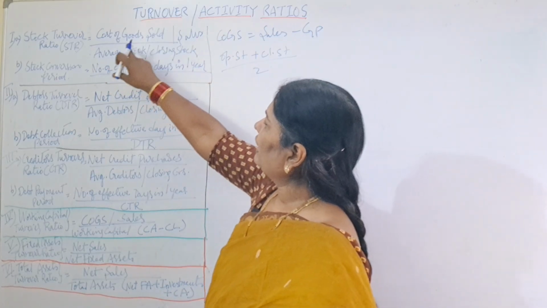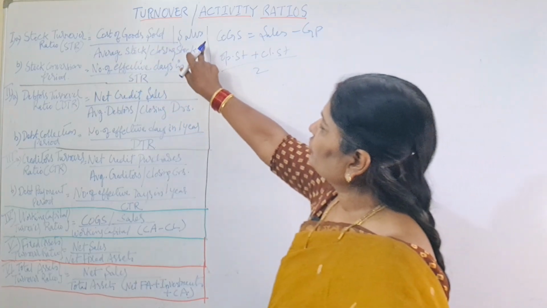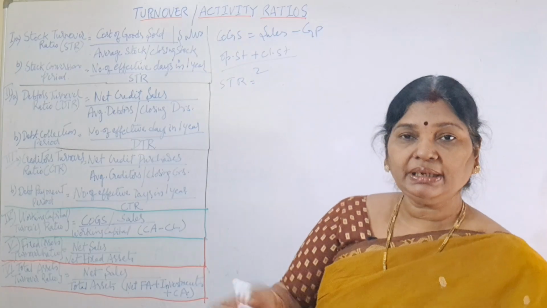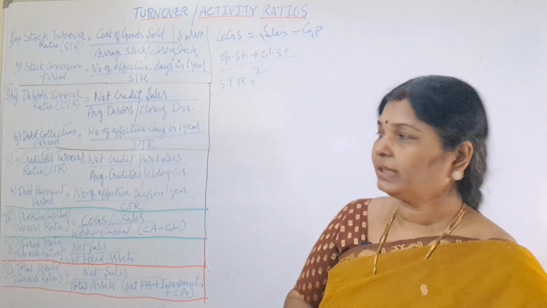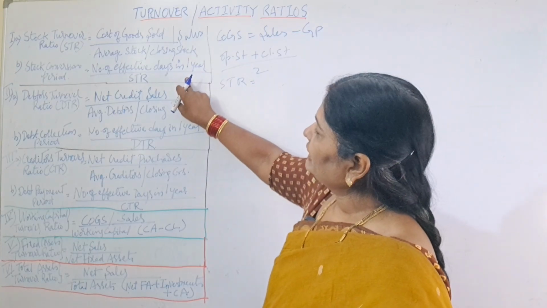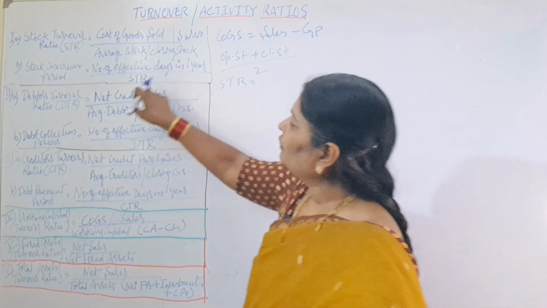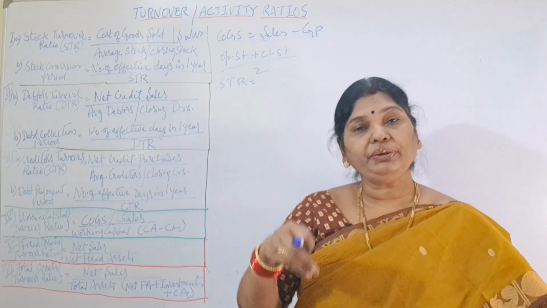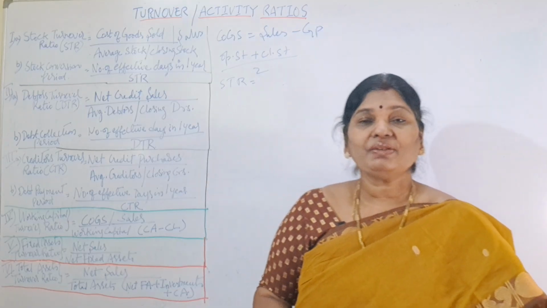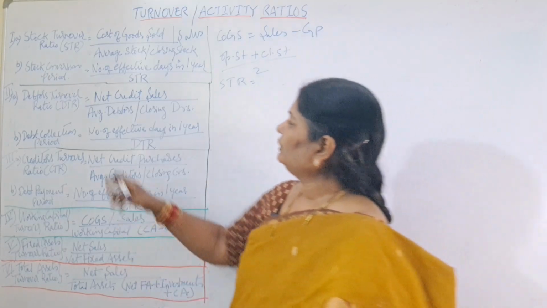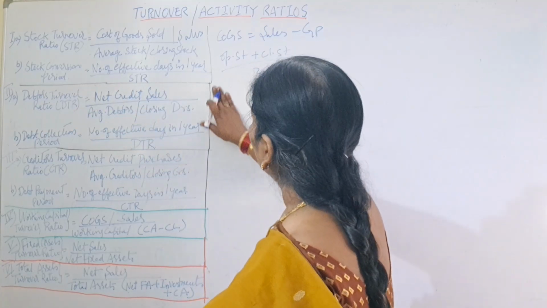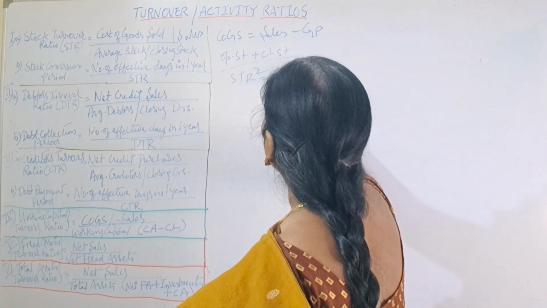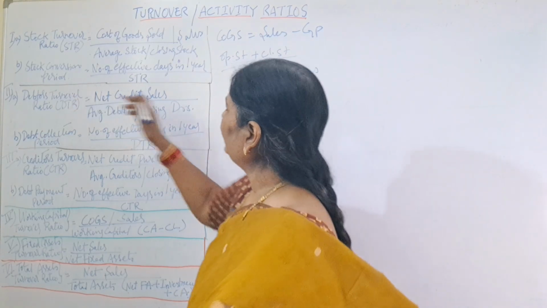If you apply this formula, you will get stock turnover ratio. STR means how many times you have to refill, that is replace, your stock. Next, there is one more formula in this stock turnover ratio, that is called stock conversion period. Here you want to know in how many days you have to refill that stock. So how will you come to know? Say for example, stock turnover ratio is 6 times. How will you calculate the conversion period here?